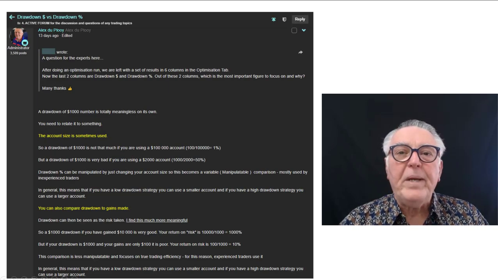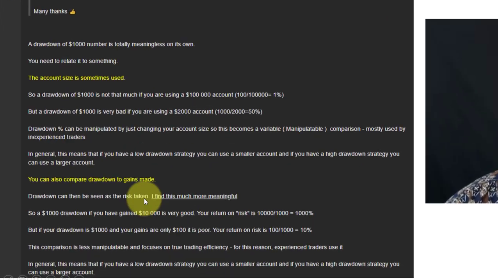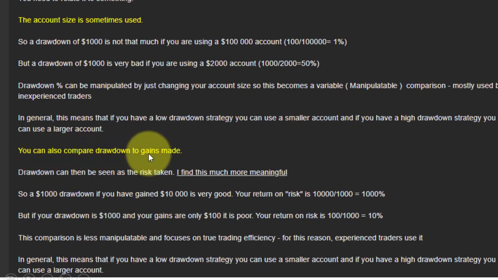So here I go back to my answer to the question, and I say you can also compare drawdown to gains made. Drawdown can be seen as risk, and I find this more meaningful from a personal point of view, and that in fact is how huge financial decisions are made. They compare risk with gains.